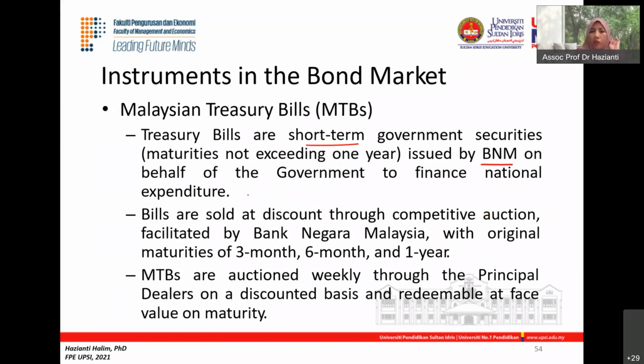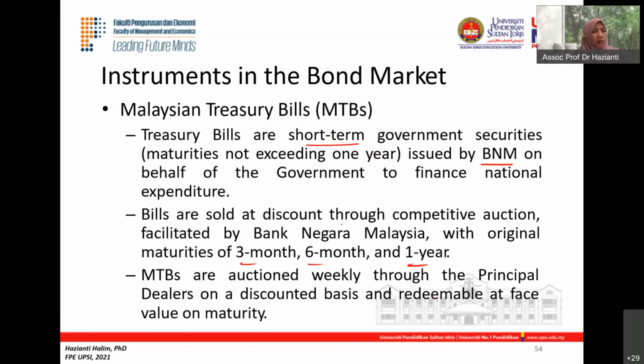These bills are issued at a discount through a competitive auction facilitated by BNM, with original maturities of 3 months, 6 months and 1 year. Because it is short term, the longest is 1 year. MTBs are auctioned weekly through the principal dealers on a discounted basis and redeemable at face value on maturity.